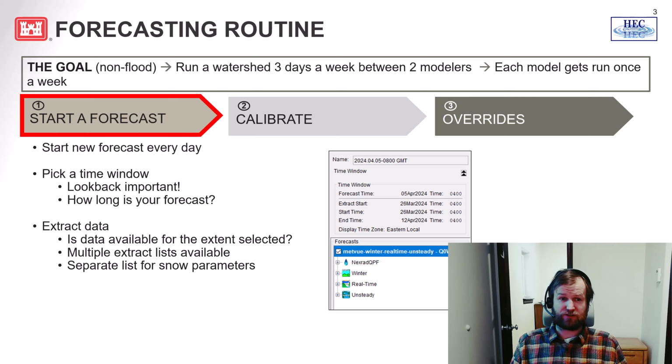Next step is to extract data. So is the data available for the extent selected? Got to make sure the correct extract lists are chosen. This includes precip from Cumulus and inflow data and reservoir elevations from the district database. There's also a separate extract list for snow parameters. So that can be turned off during the summer months, so you don't need to extract the unneeded data.